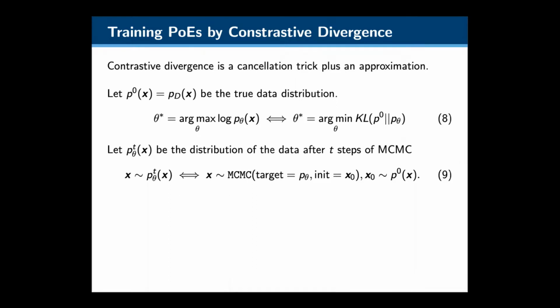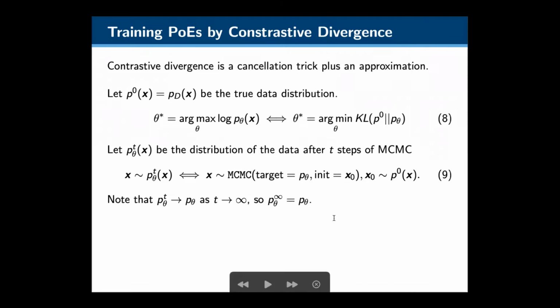This is relatively straightforward to simulate for T steps. It's not so hard. And note that because of the way we set up the Markov chain, PT converges to P theta as T tends to infinity. And so the stationary distribution P infinity theta is equal to P theta. This is just some bookkeeping that we do at the start to define what is happening.